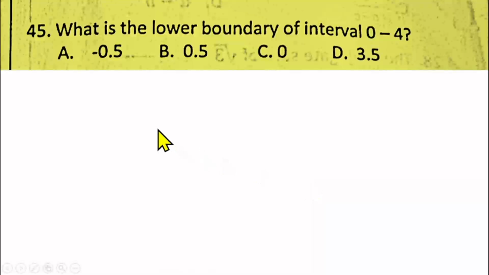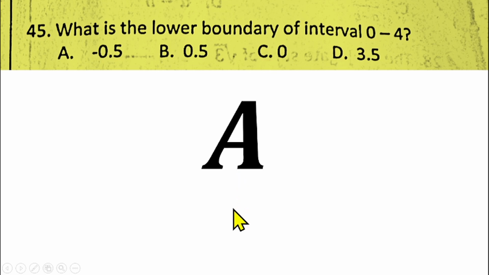Question number 45. What is the lower boundary of interval 0 to 4? That is the lower class boundary, so you have to remove 0.5 from that. So 0 minus 0.5 will give us minus 0.5, which is option A for question number 45.